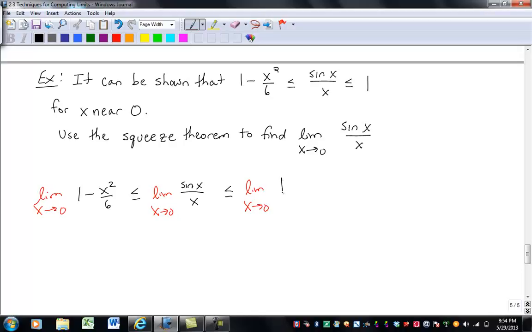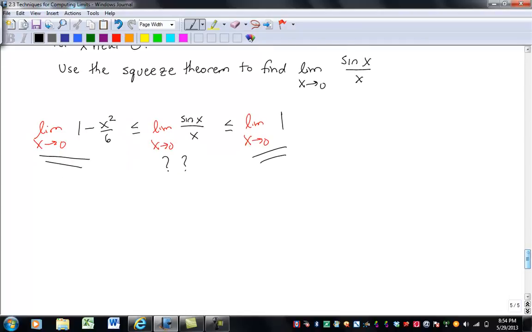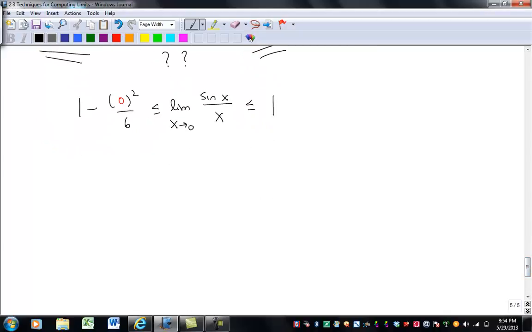Of what? Well, the middle one I don't know. But the outside ones I can figure out by plugging in. So I plug 0 into the first one. I don't know the limit in the middle. That's the one I'm trying to find. When I plug 0 in for x into the number 1, there are no x's there. So the number 1 just sticks around. And 0 squared over 6 is just 0. So I get 1 here, the limit I'm looking for, and 1 on the right.